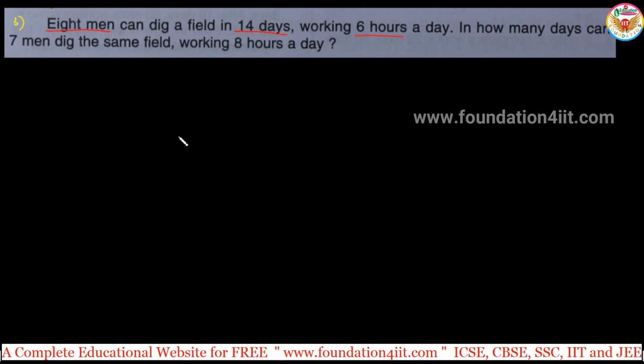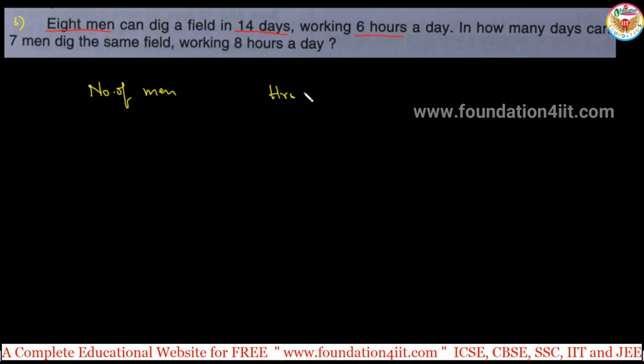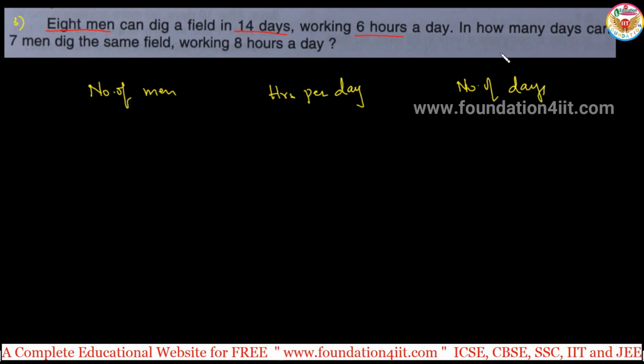Number of men, hours per day, and number of days. Taking the statement, the arrow method will show. It's easy. Number of men and hours per day, number of days. How many days we have to calculate? Now what you have to calculate, make it the last line, last column.